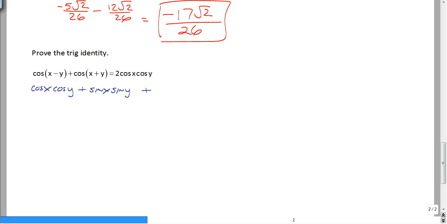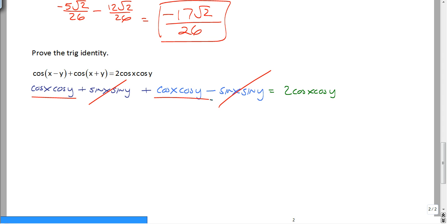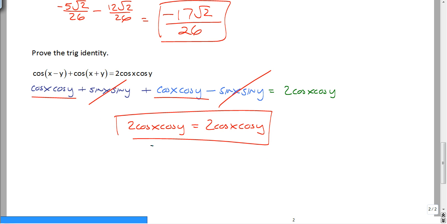And now we're going to add, and the cosine of x plus y is going to be the cosine of x, cosine of y, minus the sine of x, sine of y, and of course that's just equal to our right side, 2 cosine x cosine y. And from there you can see we're just going to take the positive sine x sine y and the negative sine x sine y, and those cancel, and we have 2 cosine x cosine y's, and 1 plus 1 is 2, so that's just going to give us 2 cosine x cosine y is equal to 2 cosine x cosine y. There you go. A little identity for you.